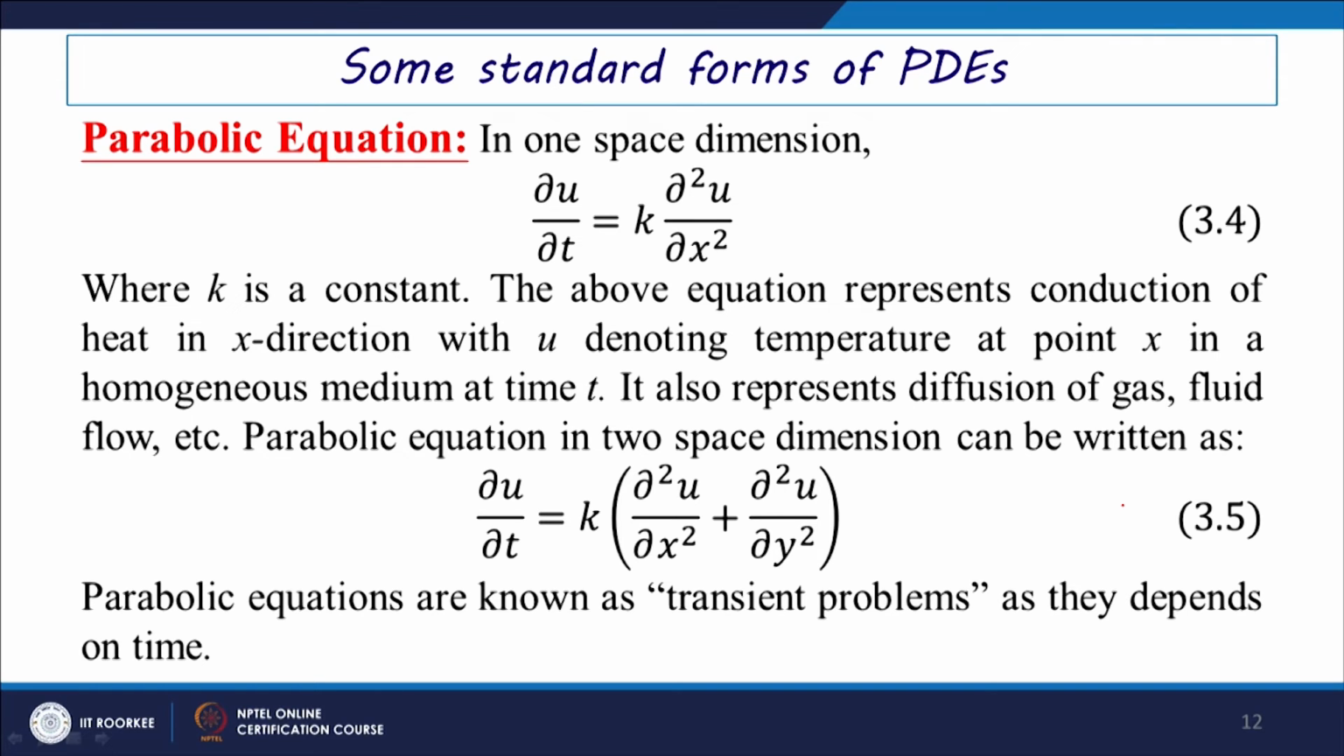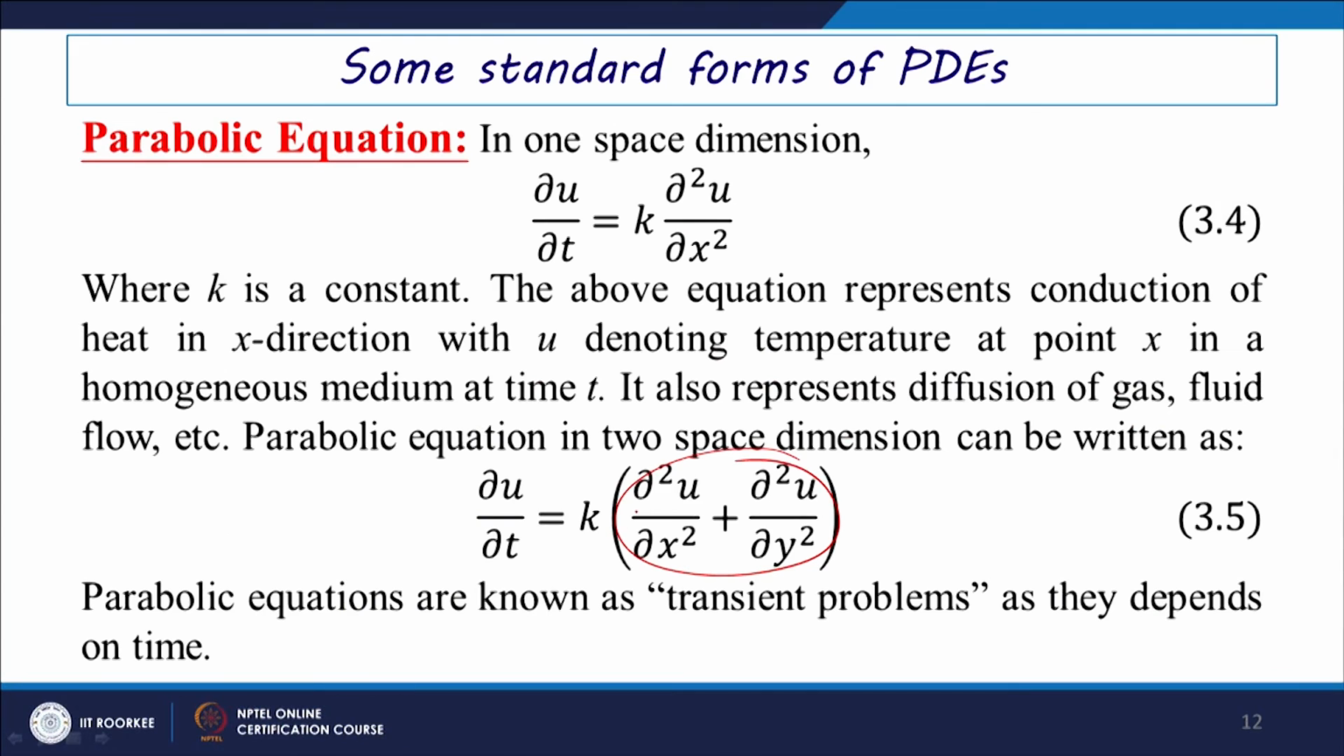Especially in the beginning of the lecture, whenever I was speaking about this application, I explained the second order partial derivative terms in the form of ∂²u/∂x² + ∂²u/∂y². This is especially called the diffusion term here. And this ∂u/∂t represents the time dependent variation of u. So, that is sometimes called the transient problem, since it depends on time.